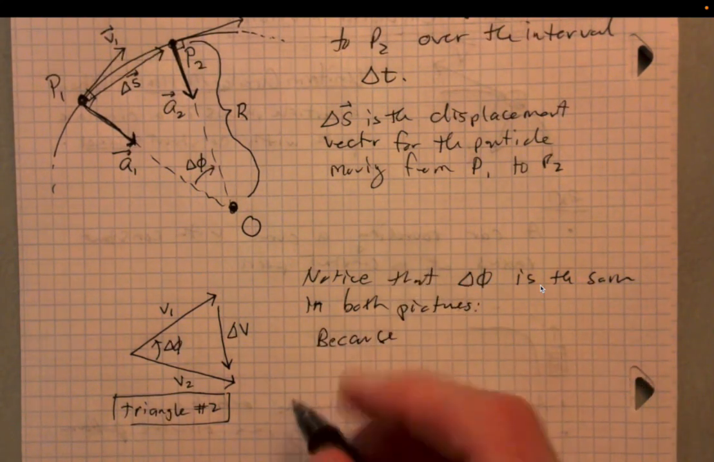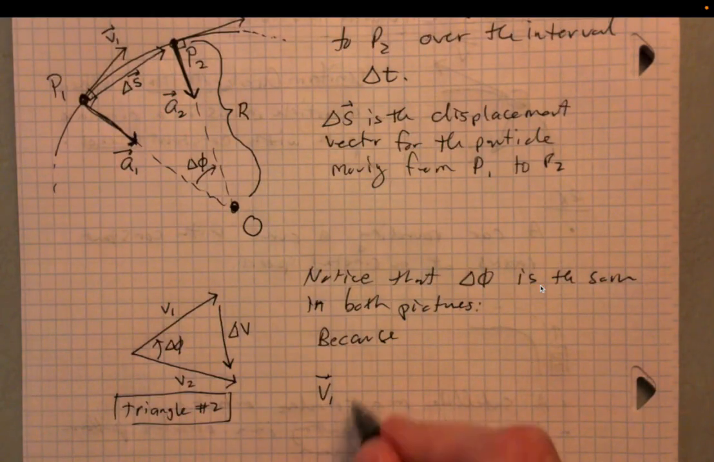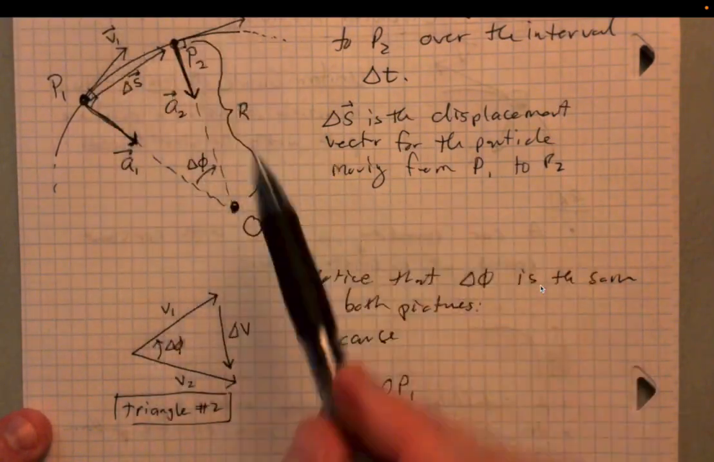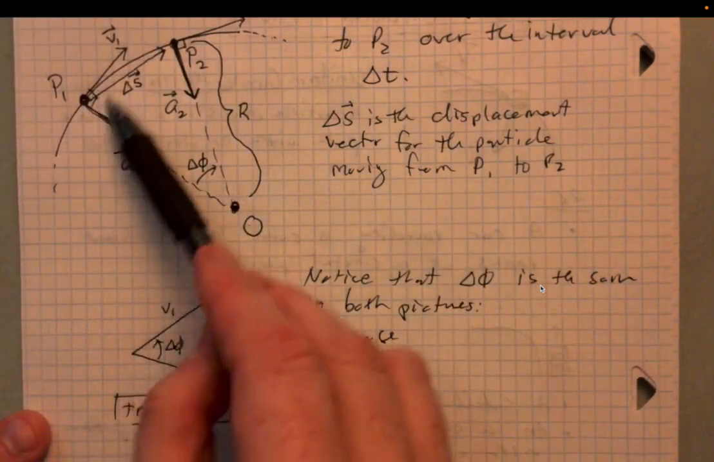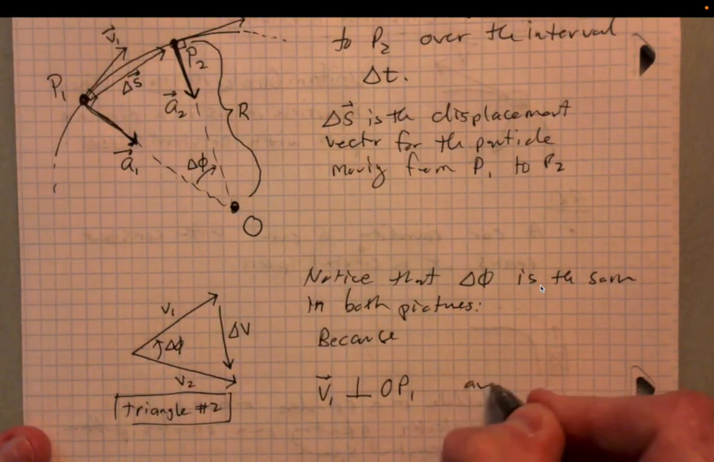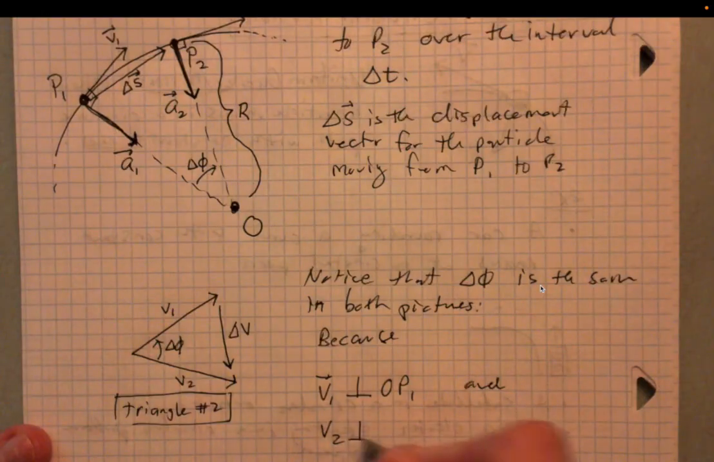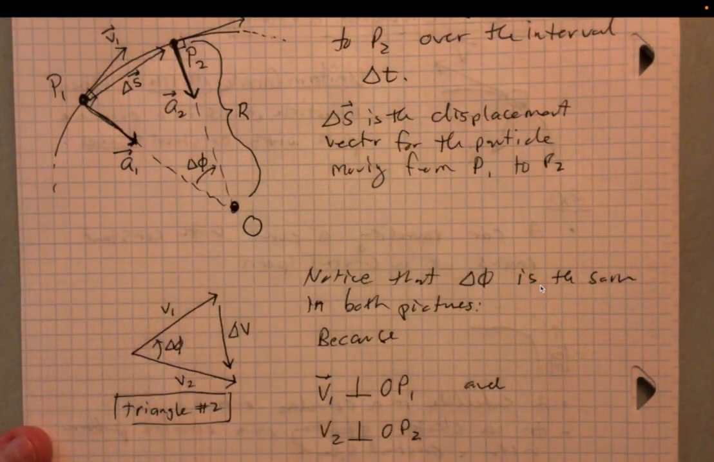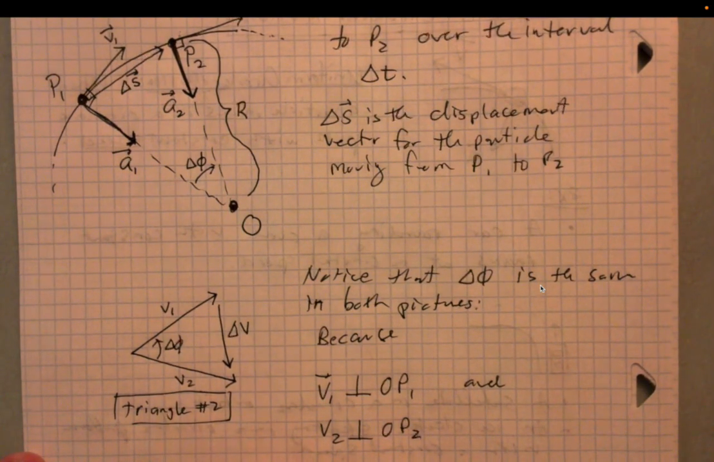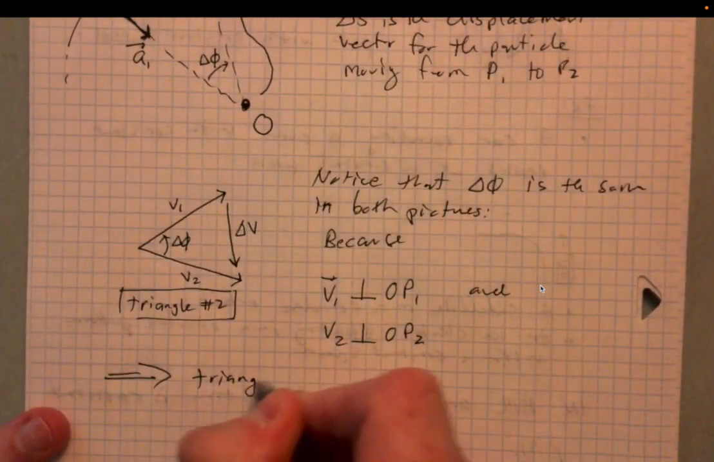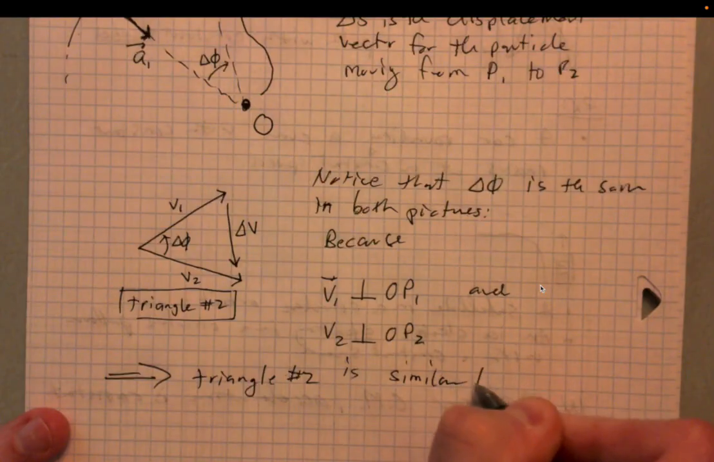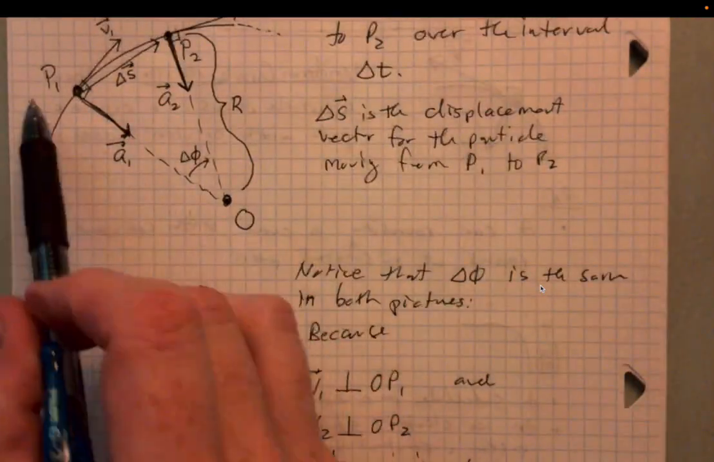First of all, vector v1 is perpendicular to OP1. So here's v1 and here's OP1, so that's perpendicular. And also v2 is perpendicular to OP2. So that's clear, v2 and OP2. These two together imply that triangle number 2 is similar to this guy up here, to OP1P2.